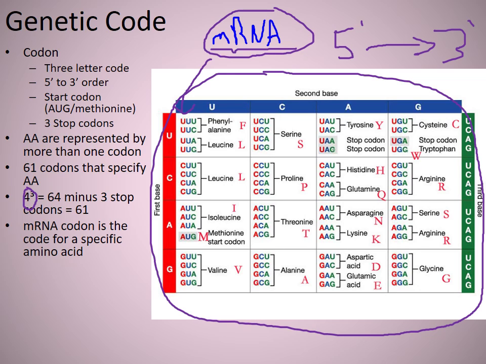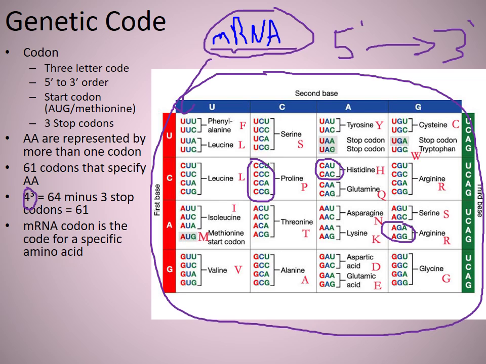But if you take a look at it, there's 3 codons that specify stop, and we'll talk about what stop means. So if we take 64 minus 3, there's 61 codons that specify an amino acid. That's why there's multiple codons for a single amino acid. So here we see that proline has 4, histidine has 2, and again, we see arginine has 2 as well.